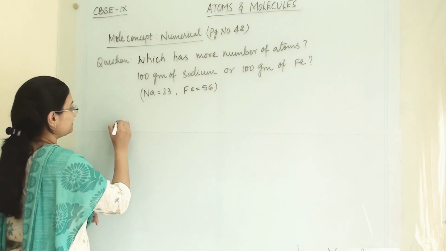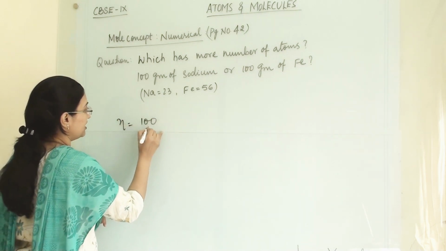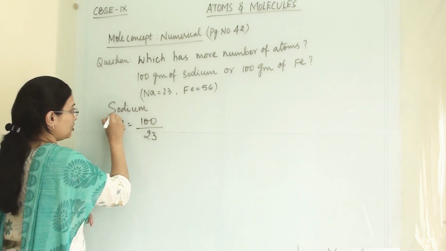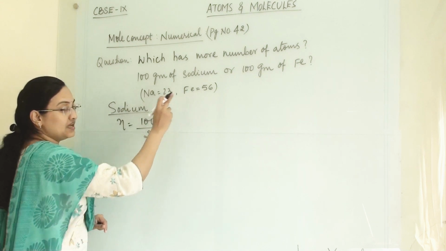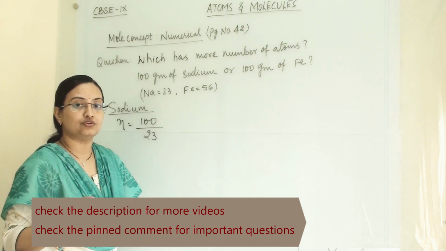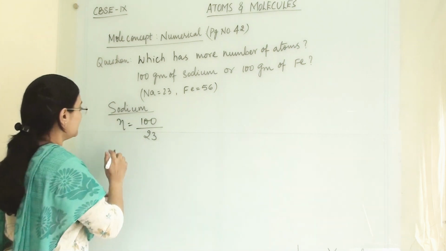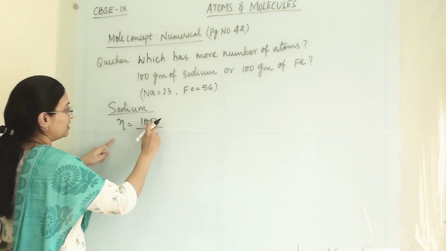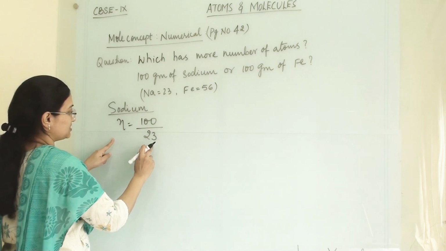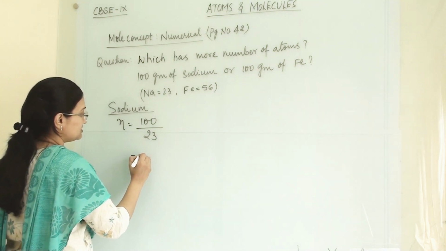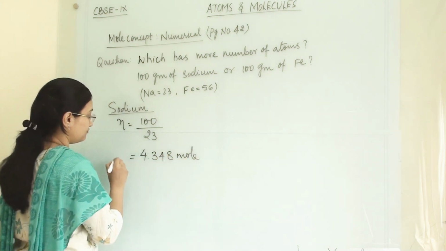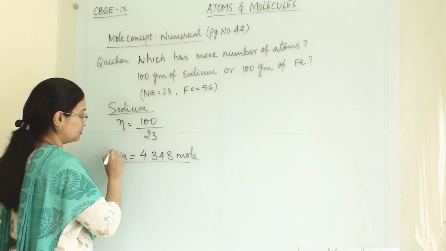So first, n equals 100 divided by 23. For sodium we are finding out. Always atomic mass will be given to you in exam. So from that you have to find out further molecular mass and you can proceed. So here n is number of moles, 100 is mass of the substance and 23 is molar mass of the substance. So here the answer is 4.348 moles. So for sodium these are the moles.